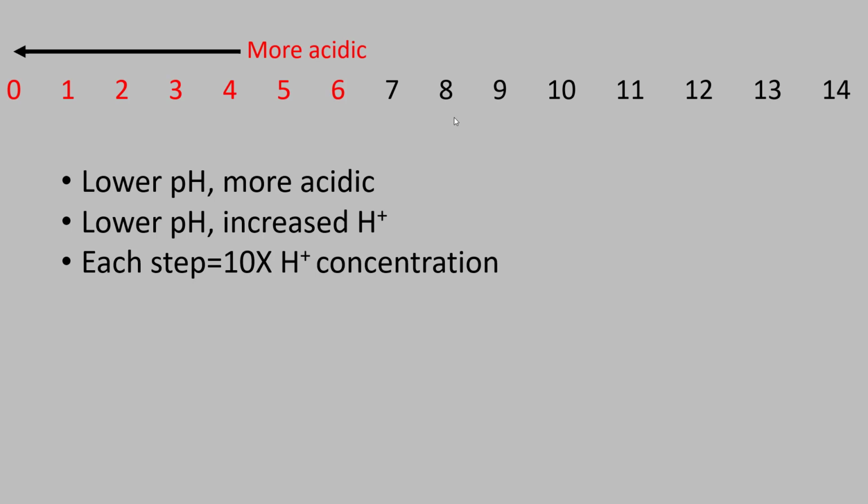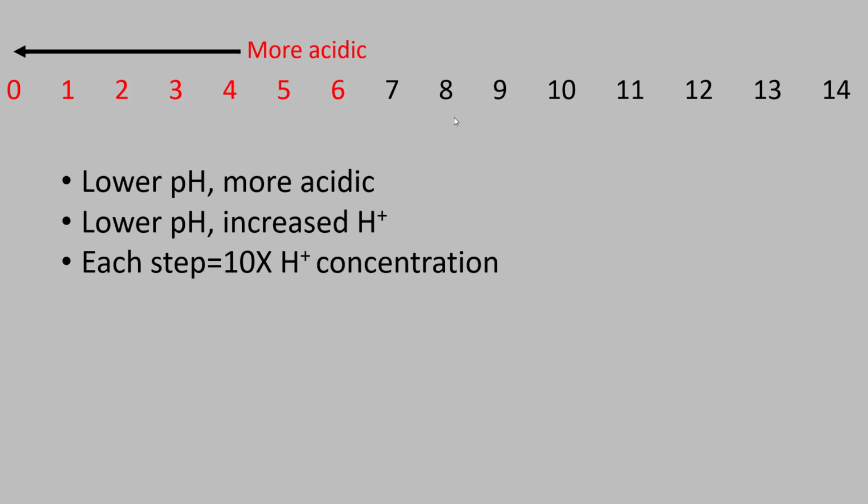So pop that in your head, roll it around for a minute, because this can be a little bit confusing to some students. The lower the number, the higher the H plus concentration. 4 has more H plus than 5. 5 has more H plus than 6. The lower the pH, the higher the H plus concentration, the more acidic we are.